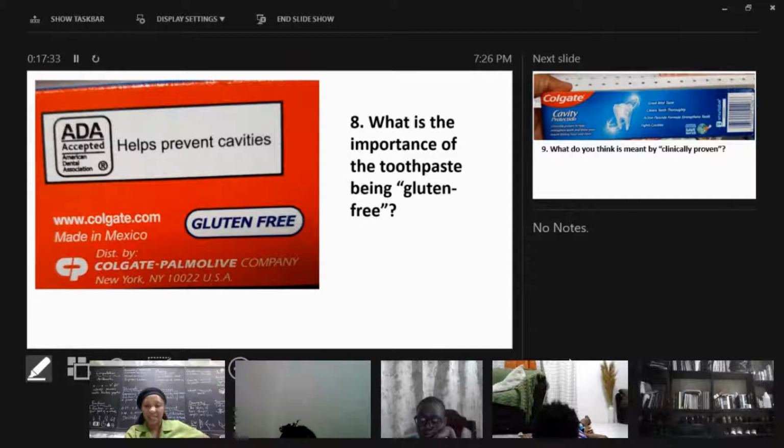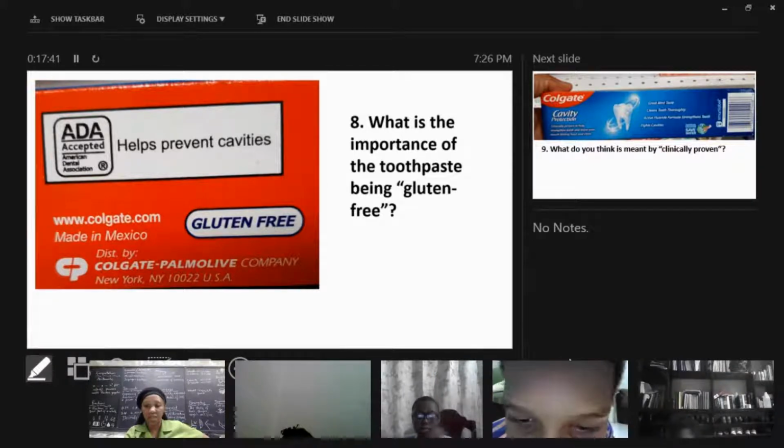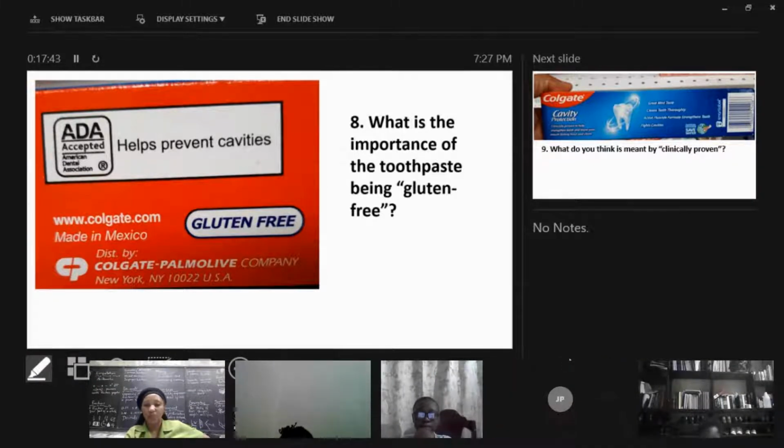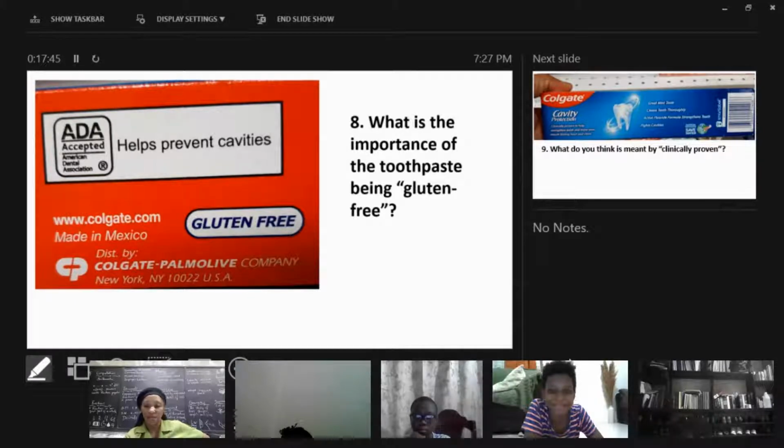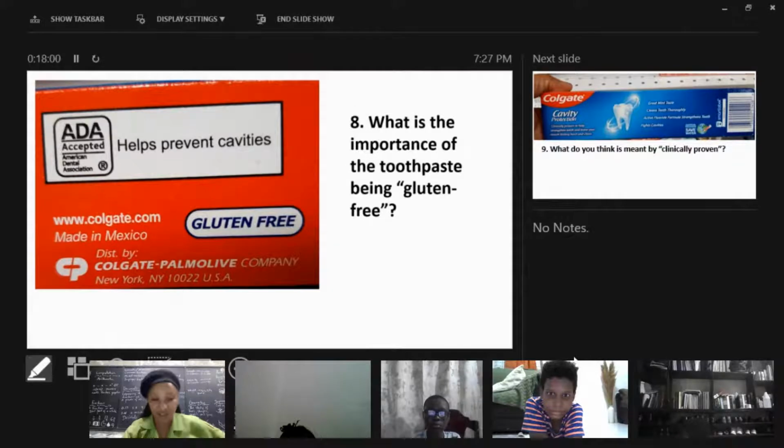Mayselin says it means that even people that have an allergy to gluten are able to use this toothpaste. Channel says it is important that the toothpaste is gluten free, as if someone is allergic to gluten, they may have an allergic reaction. And Nia says the importance is that people who have an allergy to gluten don't get affected. So that is correct. I have some brilliant scholars in my circle.